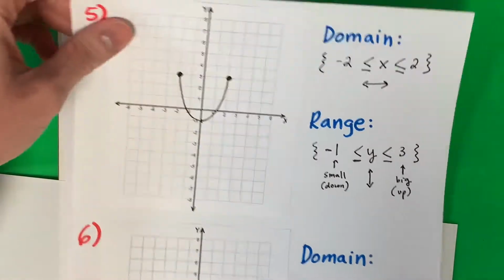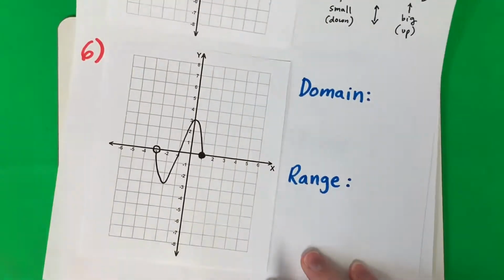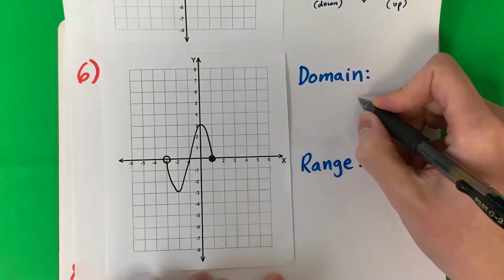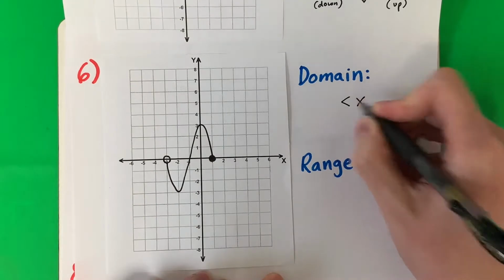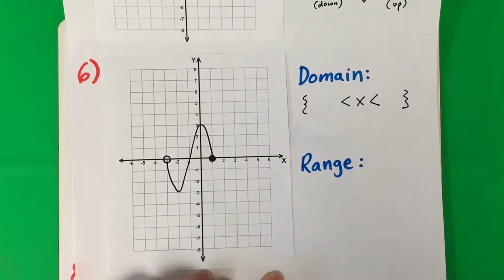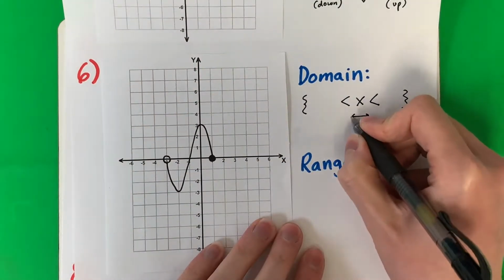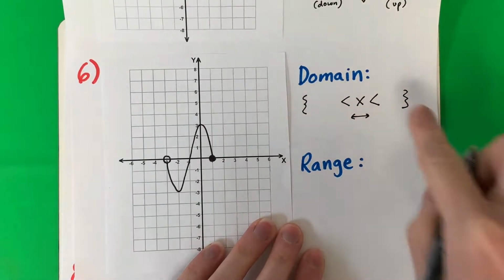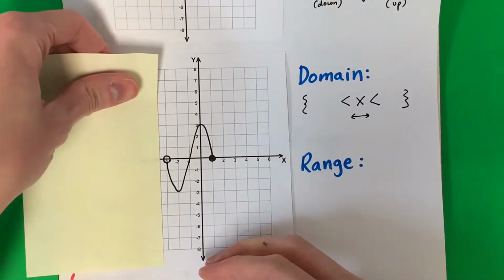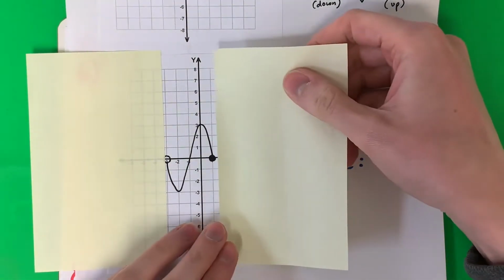Number 6. Go ahead and move this. Okay, number 6, domain and range again. So remember, domain is X. I put X in the middle with a less than and a less than on both sides with the braces. Okay, so small number first. So remember, X is left and right. Small number is left. Big number is right. So I'm going to go ahead and take my stickies, put 1 on the left. So that will be -3. And 1 on the right, which will be +1.